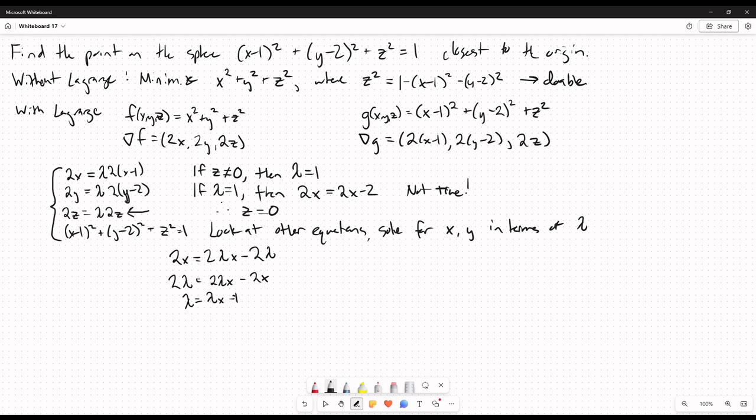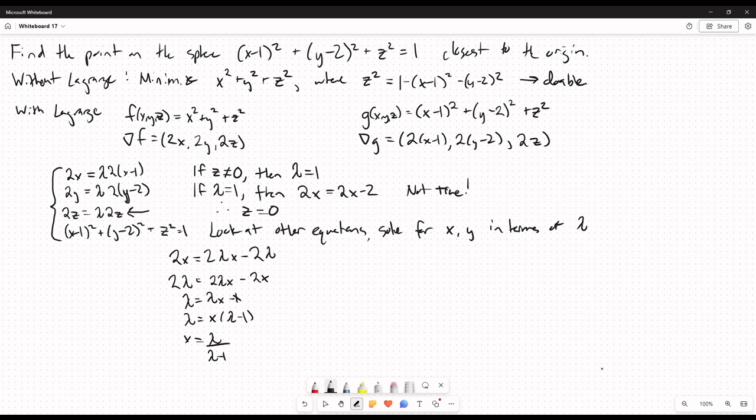Or minus x, I should say. We just divide it by 2, and then we factor out an x. We get lambda equals x lambda minus 1. We get x equals lambda over lambda minus 1.